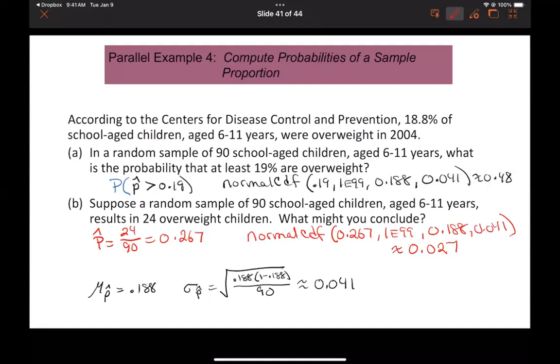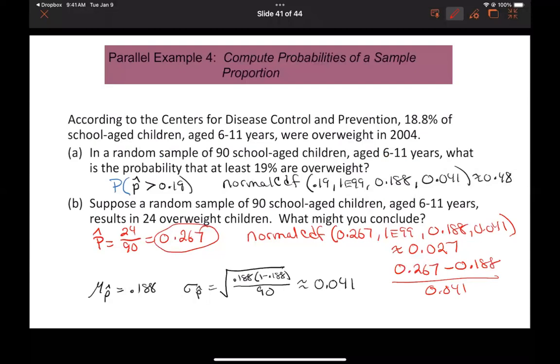Another way that you could have done this is you could have calculated the z-score of this right here. I'm not going to calculate that z-score, but I'm going to show you how I would. 267 minus 0.0188 divided by 0.041. And you're going to get a number greater than 2, which would show you that it's an outlier. Another thing that you could have done is you could have added 2 standard deviations to your mean and found that upper bound to notice that this is outside of that.